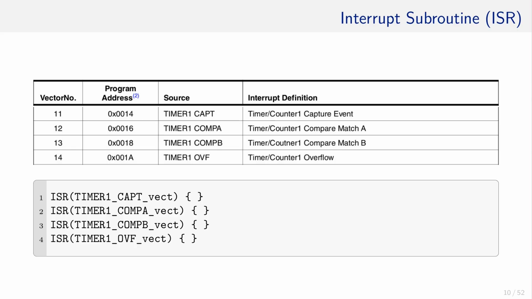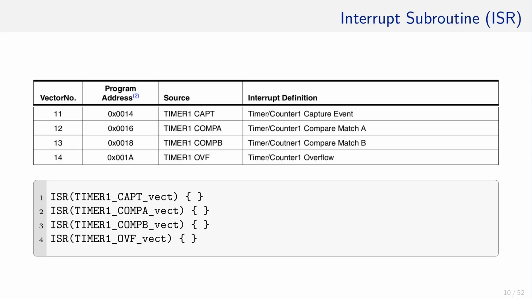First, the interrupt subroutine, or ISR in short. Instead of the do something function, we have to instruct the compiler that this particular function is to be executed when a specific interrupt occurs. It is not called anywhere in the software program. The kind of interrupt is specified in the parameter.